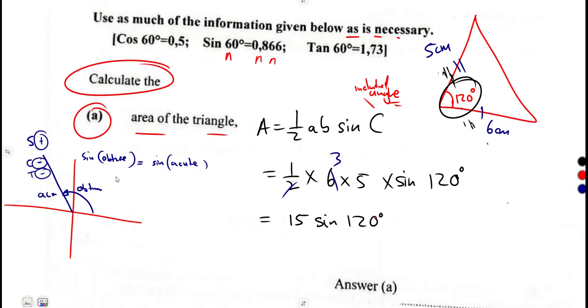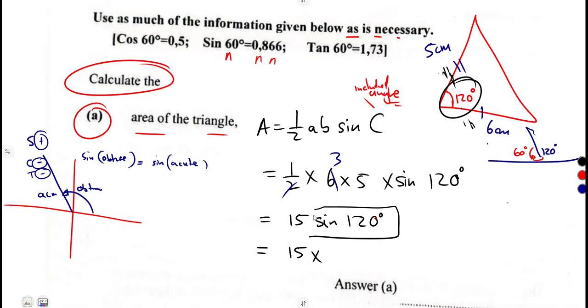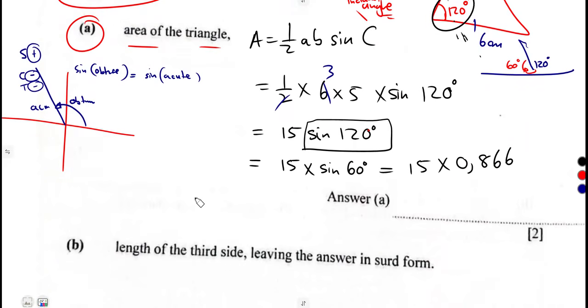So the obtuse angle here is 120, and the acute angle on a straight line is 60 degrees. For sine, they are simply the same. Remember that relationship I talked about; check the playlist on trigonometry. So you simply use the sine of 60 degrees, exactly the same. That's 15 times the sine of 60 degrees, which you were given as 0.866. You're going to multiply and obtain your answer.